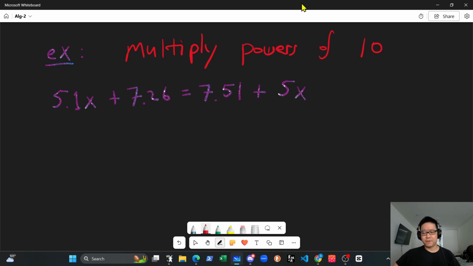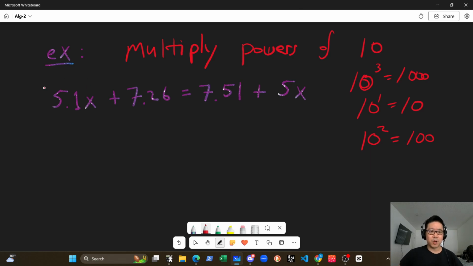Okay, so if we're dealing with an equation with 3 decimal places, we would multiply by 10 to the third power, which is 1,000. If there was just 1 decimal place, then you'd multiply by 10 to the first power, which is just 10. In this case, the largest number of decimal places we have is 2. So we're going to be multiplying by 10 to the second power, which is 100. And so we're going to multiply the left side by 100 and the right side by 100.